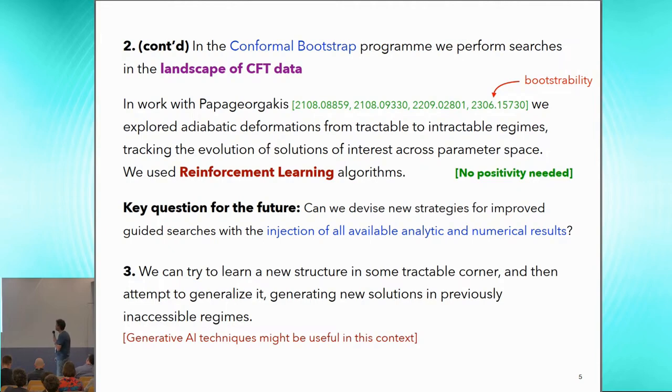So doing things like this has the obvious advantage, it's non-rigorous, but has the obvious advantage that you don't need positivity. So you can apply this in many situations where the current bootstrap doesn't go, for example, in the case of boundaries or finite temperature or whatever. And one of the places where we got very promising results is this one, the last paper, where we applied it to the bootstrability context.